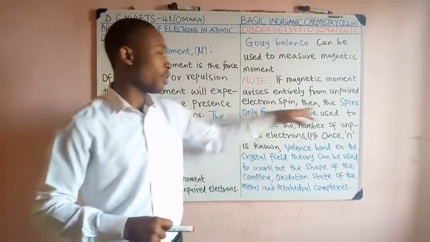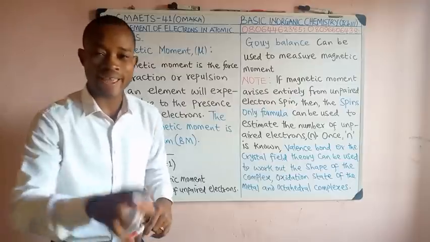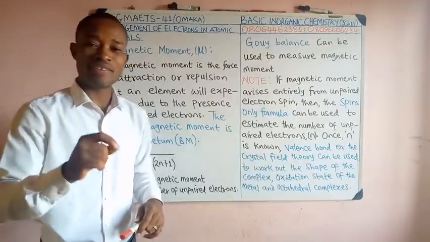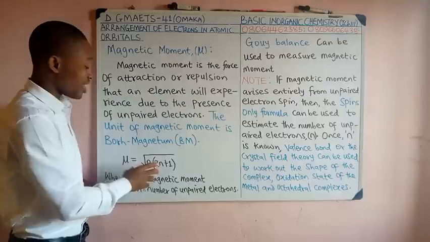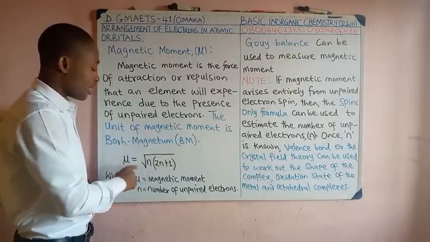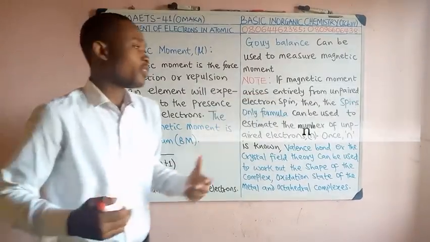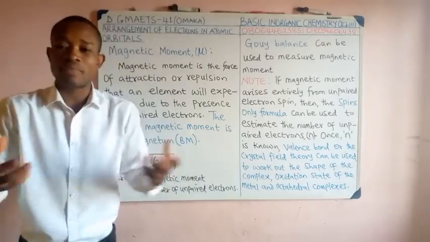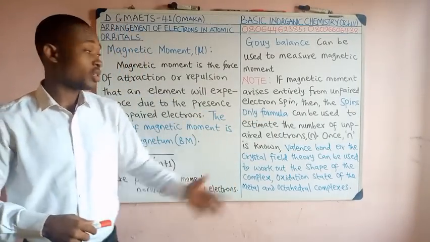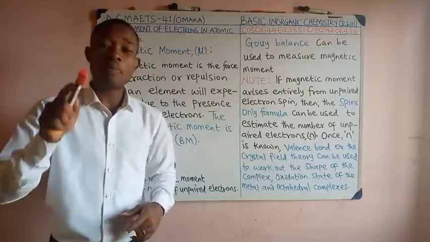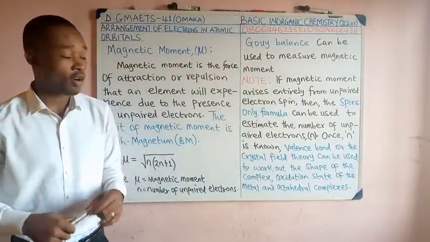Now let us look at this formula called the spin-only formula that can be used to estimate n, that can be used to determine the value of n, that is the unpaired electrons. Of course, looking at this formula, it's very clear that somehow magnetic moment is dependent on the number of what? Unpaired electrons, n. So if we assume that magnetic moment is entirely obtained from the unpaired electrons, that is the unpaired electron spin, it therefore means that we can use the spin-only formula to determine or estimate the value of n.